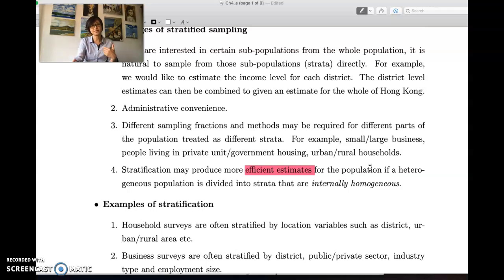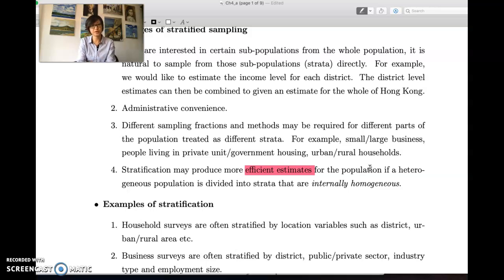But comparing different strata, so a different district, let's say somewhere in the south, Hong Kong South, they are relatively at a different income level. So between districts, they are heterogeneous, but within districts, the average income levels are very similar. So if we stratify Hong Kong into 19 strata, stratification would be a better sampling scheme.